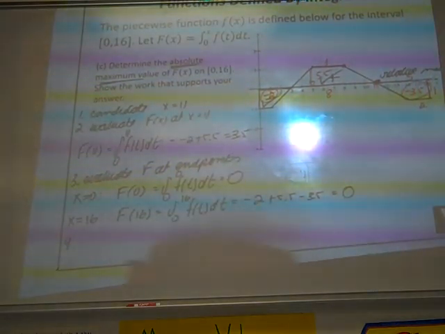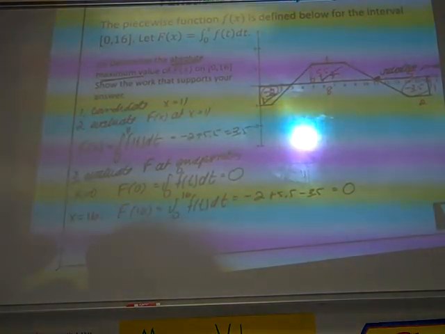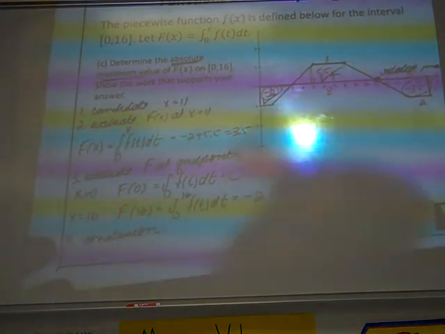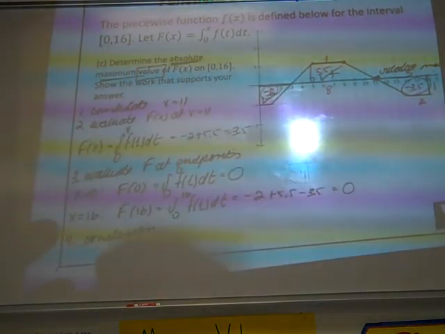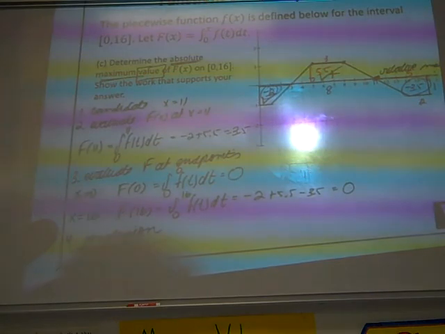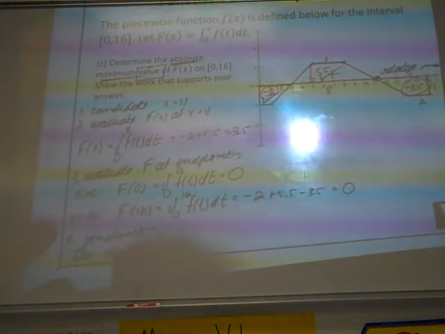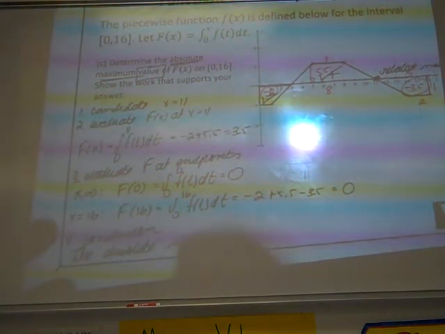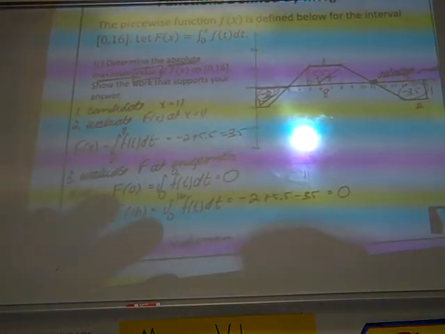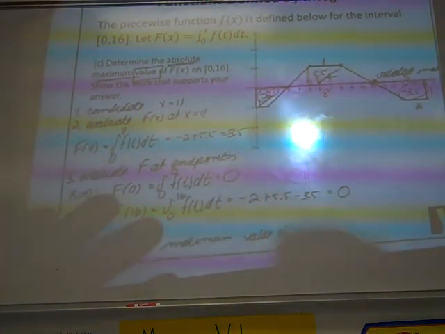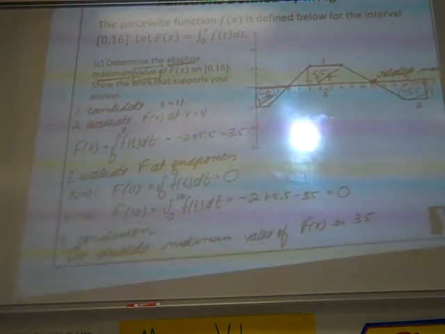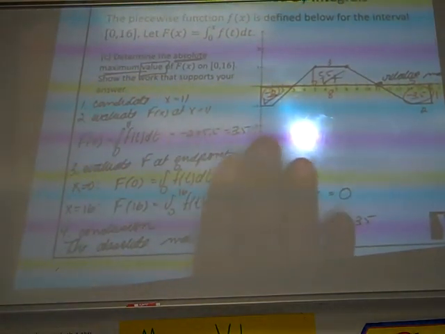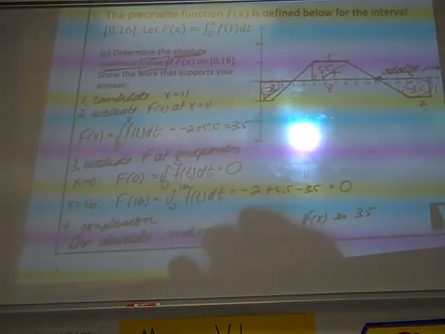State your conclusion. Okay, my conclusion. Determine the absolute maximum value. They want the value. The conclusion should be the absolute maximum value of big F of x is 3.5. That's it. But this is all the work that needs to be shown in order to get that justification point.